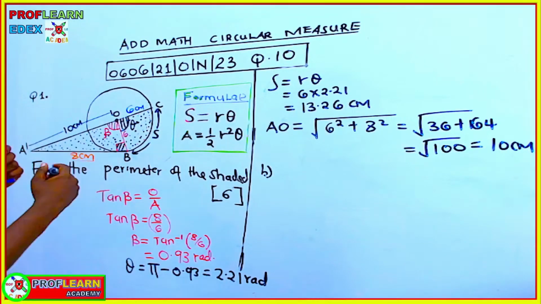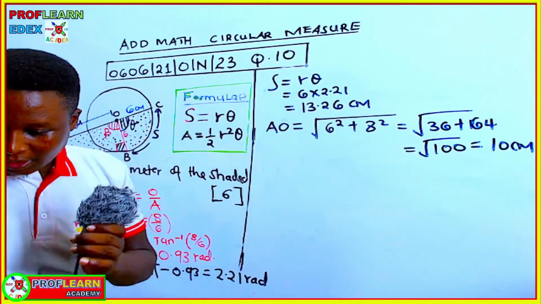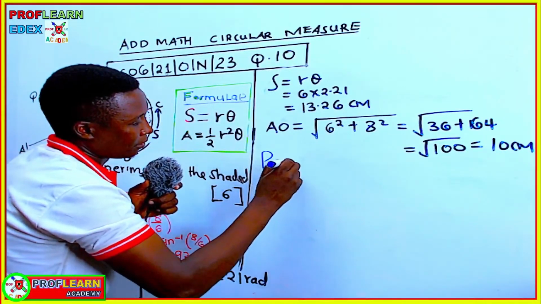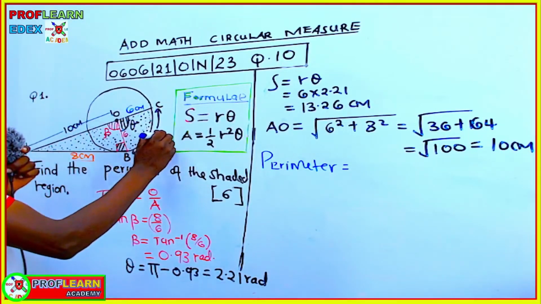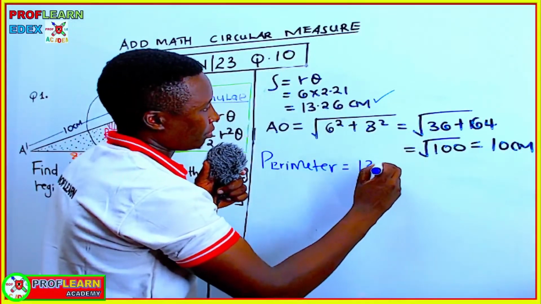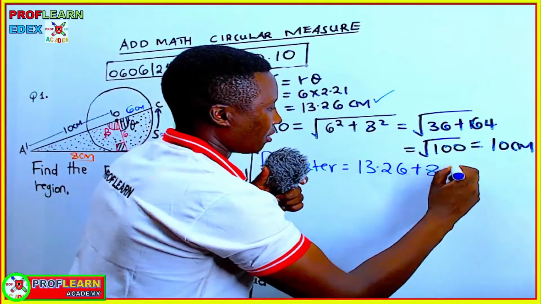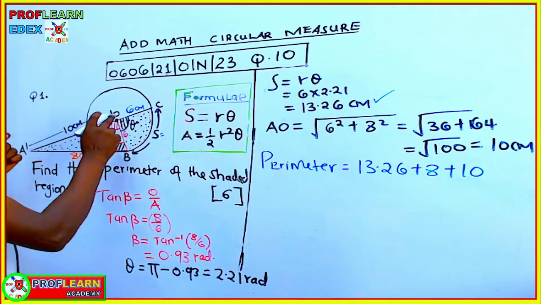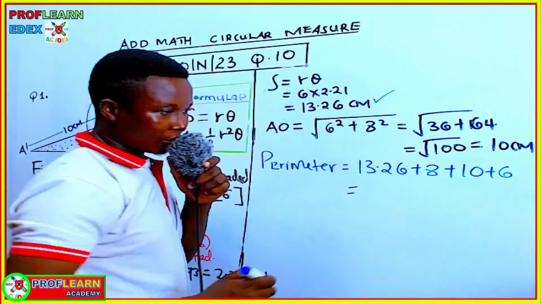But for us to find the perimeter, you need to remember that perimeter is the distance around. So in order to work out this perimeter, perimeter is going to be this part, we got it up here, which is 13.26 plus this part 8 centimeters plus 10 centimeters, then plus 6, because now AO is 10 plus 6, which is the radius, plus 6 at this given point. Let's see what we are going to get.